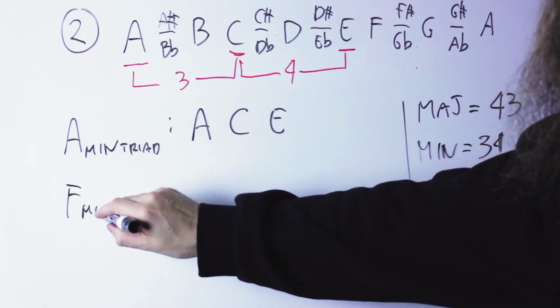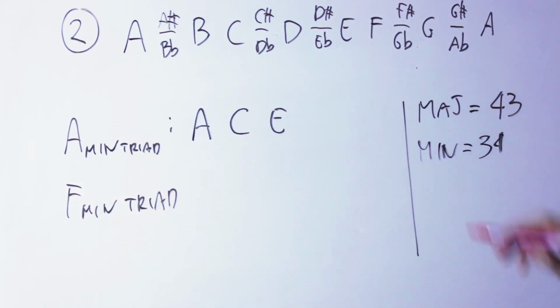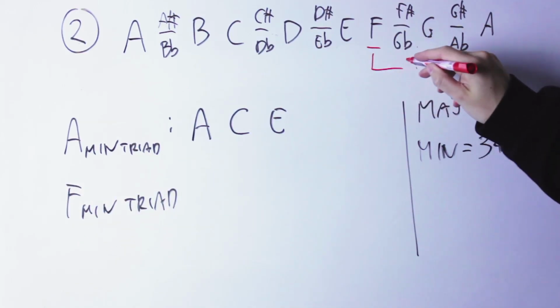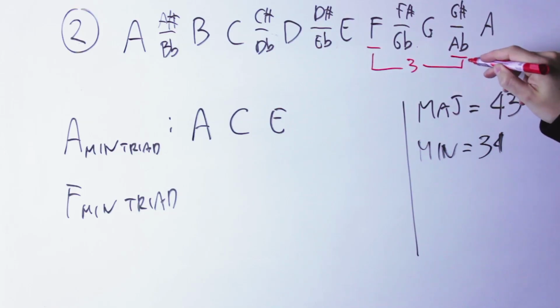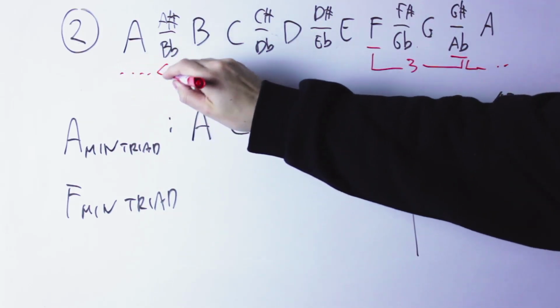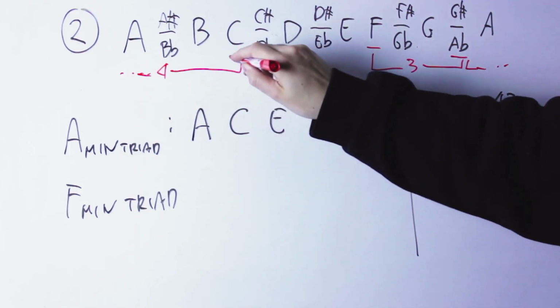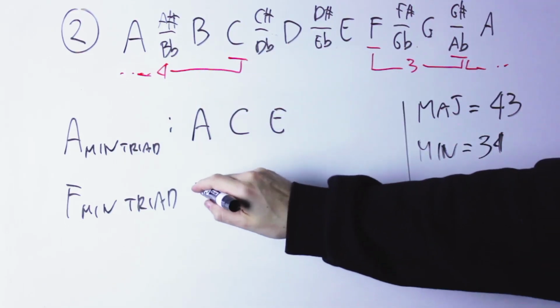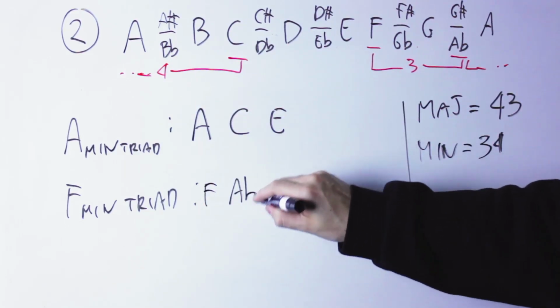Let's say I want to find the notes in the F minor triad. I start from the F note and that's my first note. I move up 3 half steps and I get to this A flat. And then from there I move up another 4 half steps and I get to this C. The notes in the F minor triad are F, A flat, C.